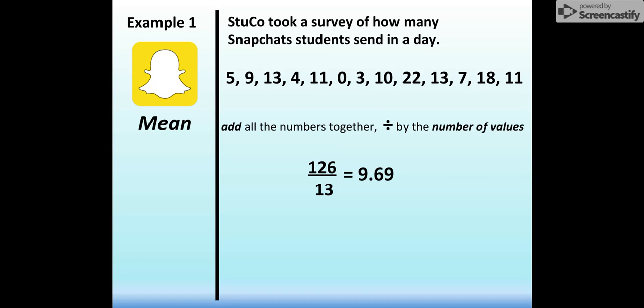It's not possible to send part of a Snapchat. So we're going to round this off just to keep our numbers nice. 5 or more, let it soar. 4 or less, let it rest. So we're going to round that up to about 10.